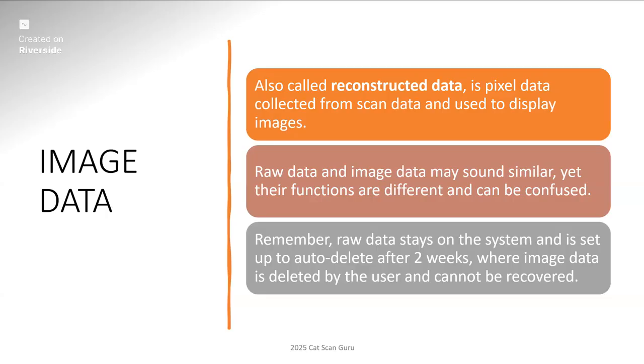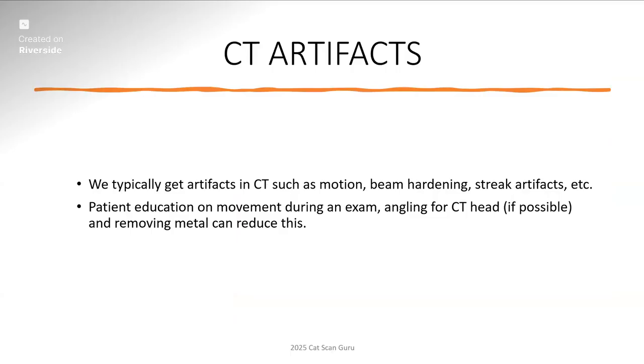Now, in CT, we typically get artifacts, like motion, beam hardening, streak artifacts, things like that. Motion is usually because of patient movement: patients who didn't understand instructions, patients that are combative, patients that are not with it. Beam hardening is because of objects within the body, like pacemakers or stimulators. If the patient's had any heart surgery, LVADs, that can cause beam hardening or streak artifacts.